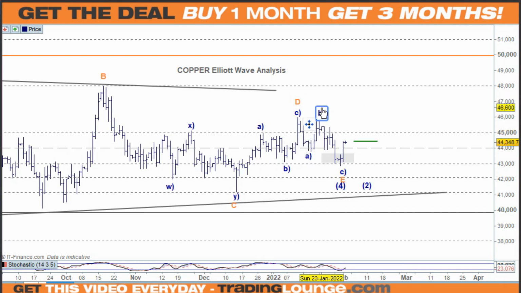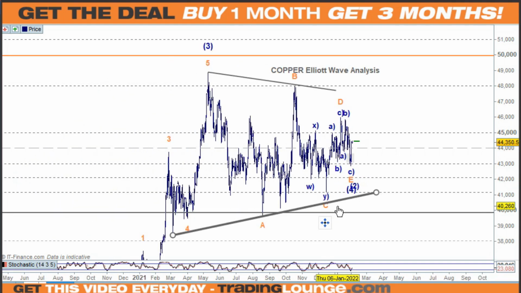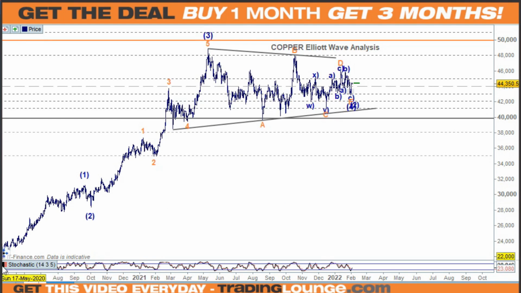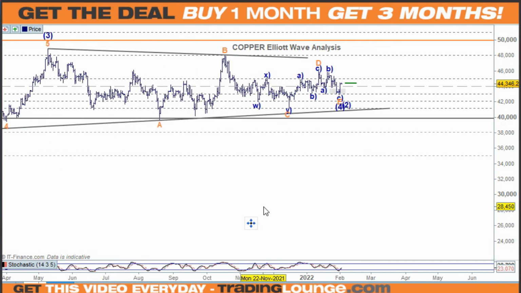An A, B, C, D for the D wave here, then an A and a B and a C here for this wave C or 4, which could also be wave 2 here, because this structure behind the scenes counts very nicely also as 5 waves up here. But I'm going to go with the wave 4 for the time being.